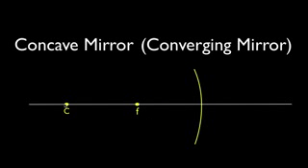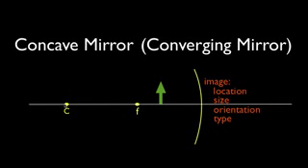Okay, now what we want to be able to do at the end of this video is, regardless of where we place the object, whether beyond C, at C, between C and F, at F, or inside of F, draw the ray diagram and describe the image. After a little practice, you should be able to describe the image before you even draw the ray diagram, and then you draw it to let your teacher know you know how, and to confirm what you know about the image. You should be able to say something about the location of the image on the principal axis, the size of the image relative to the object, the orientation of the image, and the type of the image.